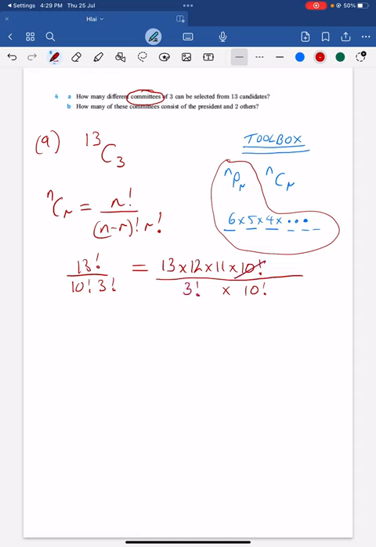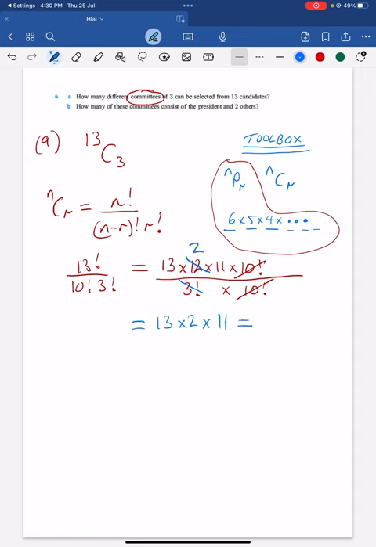And we can simplify before we multiply, so we can cancel common factors. And you can probably also see that 3 factorial here is just 3 times 2, which is 6. I'm going to cancel that with the top, with a 2. And then your final answer is 13 times 2 times 11. And you can go ahead and just do that.